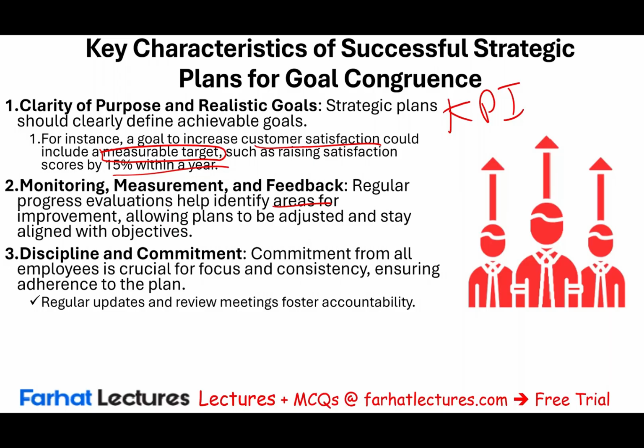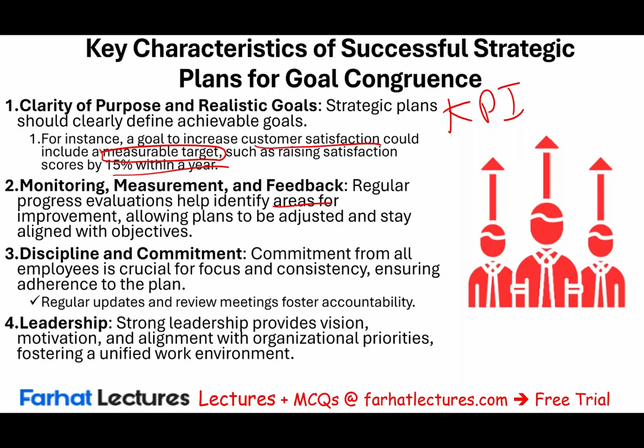And obviously, just like in anything, we need leadership support. Strong leadership provides vision, motivation, and alignment within the organization's priorities, fostering a unified work environment. This is what we're trying to achieve. Everyone working in the same direction, and those are some of the key characteristics that could show you that if those exist, we have a clear goal, we're monitoring the progress, we're getting feedback, the employees are disciplined and committed, and leadership is supporting this process, everyone is working in the same direction.